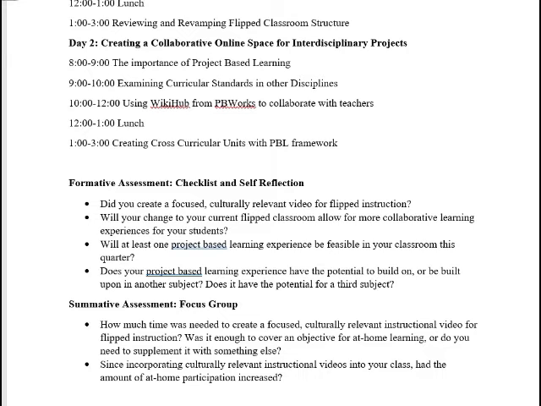So the teachers involved in this would create a collaborative online space for interdisciplinary projects, meaning how can we make the project-based learning that we're doing in class become more cross-curricular? And this is one of my district's goals.